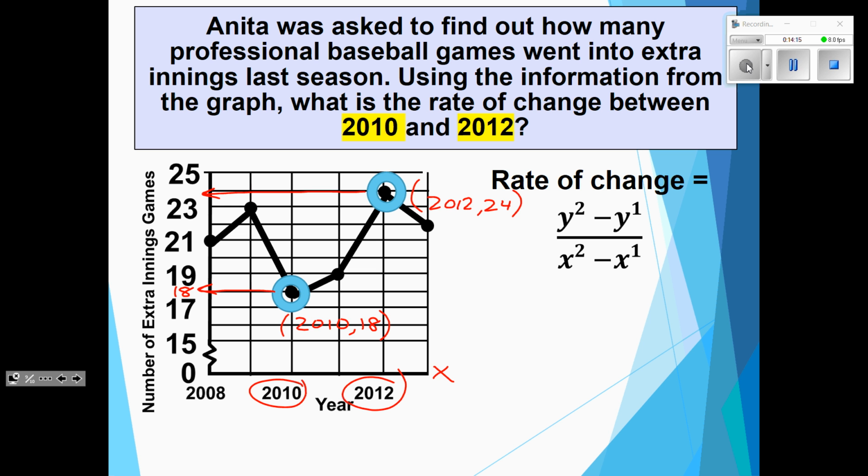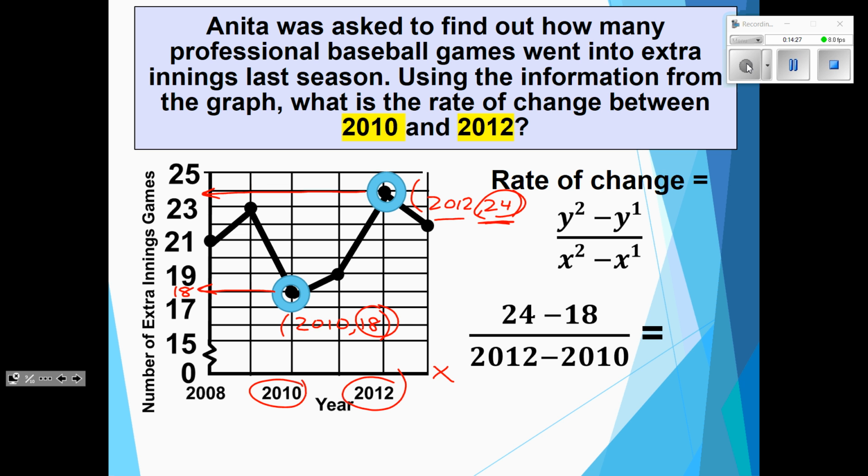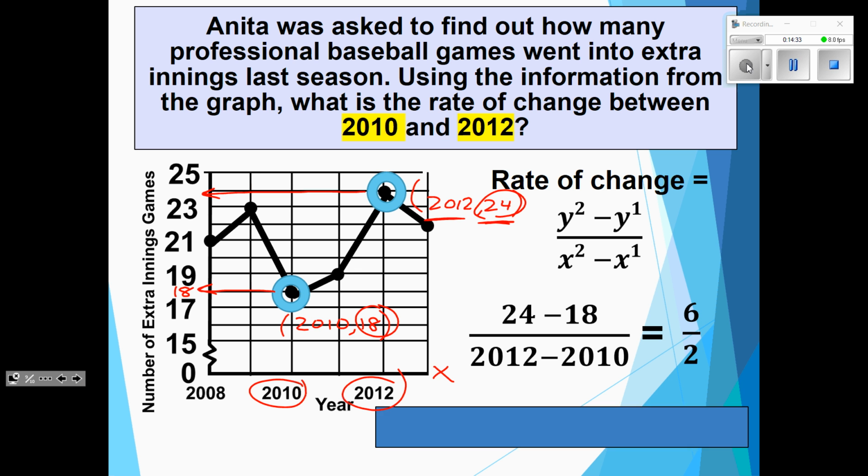So we're going to subtract the y's on the top and the x's on the bottom. I set it up subtracting 24 minus 18 on the top. Because I did 24 first on the top, I had to do 2012 first on the bottom. And that would make it 6 halves, which is 3. So 3 extra innings per game.